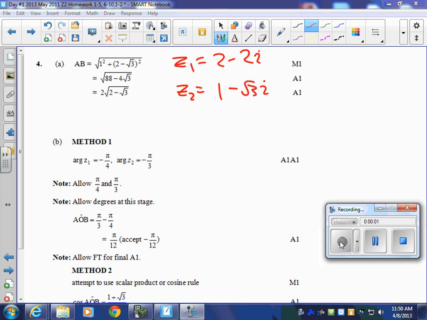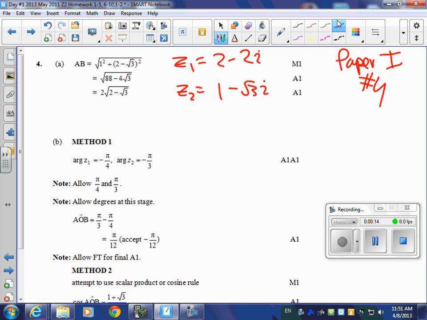For our very first problem, we're going to go through and look at the marking schemes. It's a complex value. This is from paper 1, and we're doing number 4 here. We started out with the two complex numbers. We want to find the distance between them. You remember the distance formula.